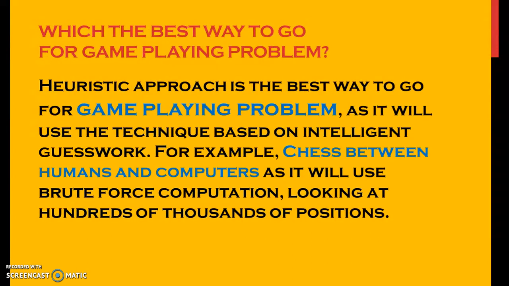What is the best way to go for the game playing problem? Heuristic approach is the best way to go for the game playing problem, as it will use the technique based on intelligent guesswork. For example, chess between humans and computers, as it will use brute force computation looking at hundreds of thousands of positions.